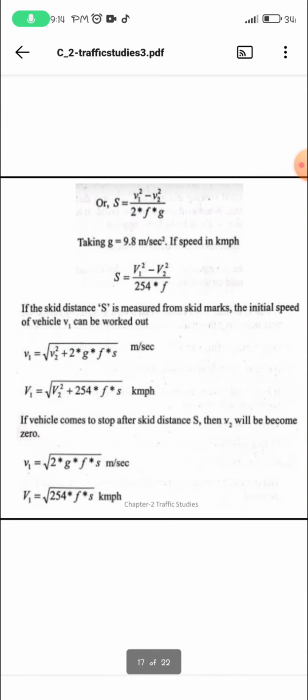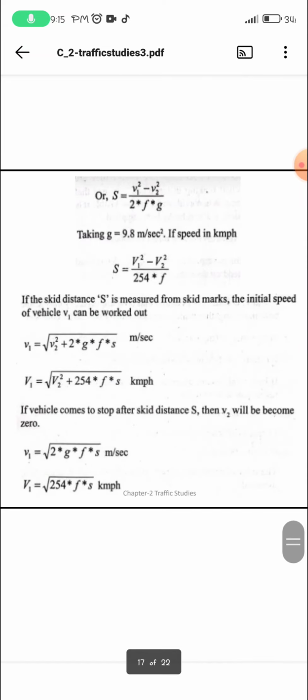s equals (v1 square minus v2 square) divided by 2 into f into g, taking g equal to 9.8 meter per second square. If speed is in kilometer per hour, then s equals (v1 square minus v2 square) divided by 254 into f. If the skid distance s is measured from skid marks, the initial speed of the vehicle v1 can be worked out. v1 equals under root of (v2 square plus 2 into g into f into s) in meter per second, and v1 equals under root of (v2 square plus 254 into f into s) in kilometer per hour.